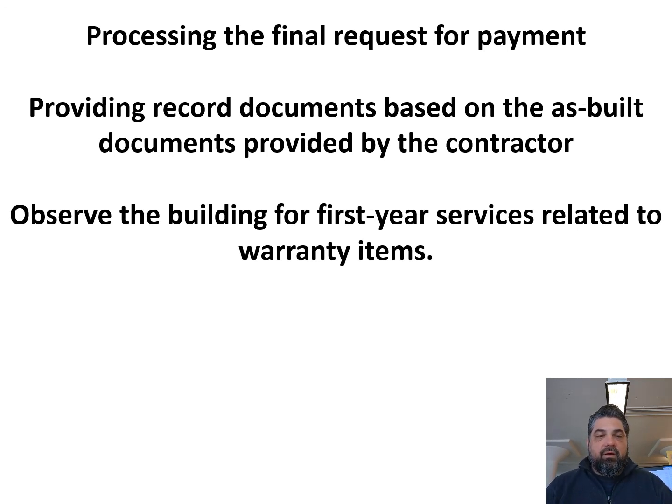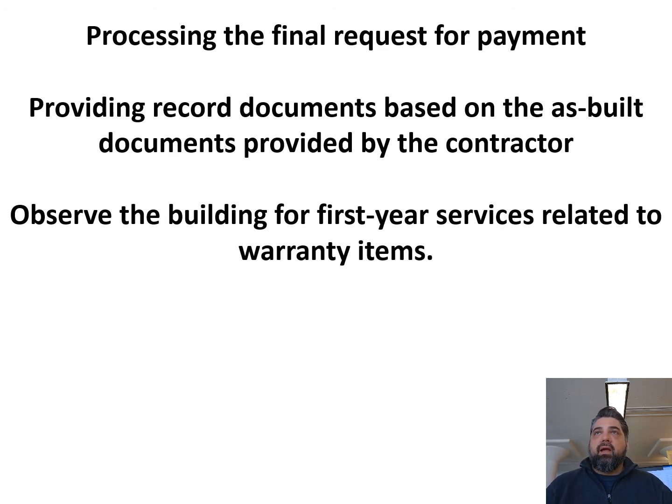And lastly, another responsibility that you're often responsible for is observing the building for the first year for services related to warranty items. Typically, what you require of the general contractor is a 1-year warranty on their work. Now, there may be other systems or materials that have a much longer warranty, which is fine. The roof may have a 20-year warranty. Great. But this is for the general contractor warranting their work for the first year.